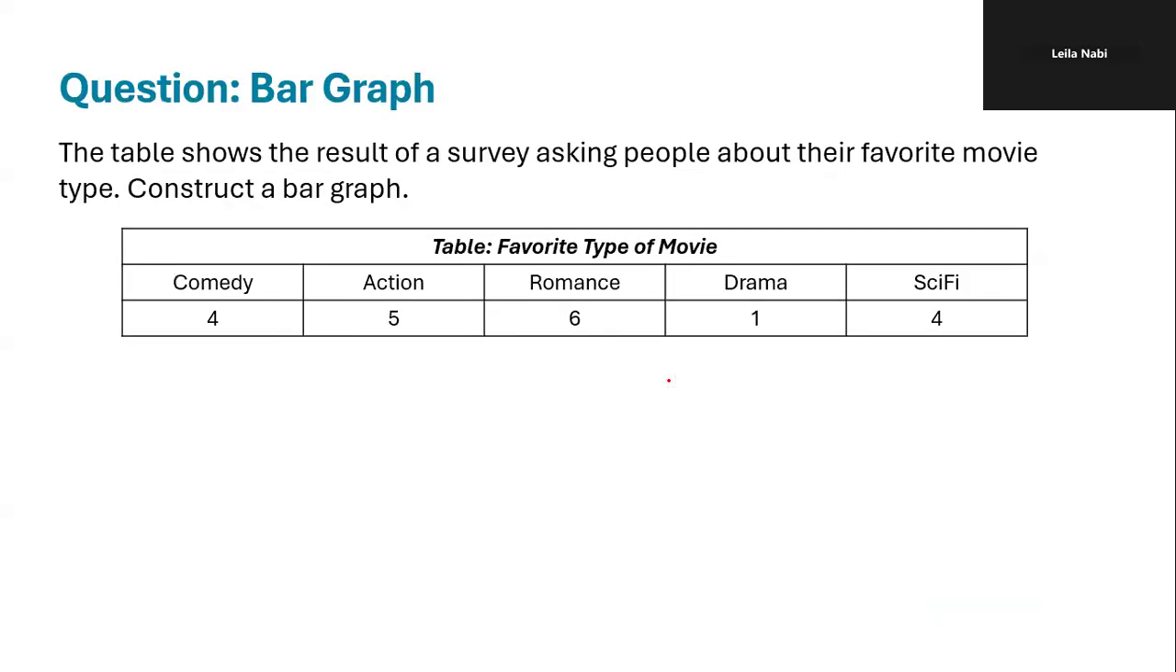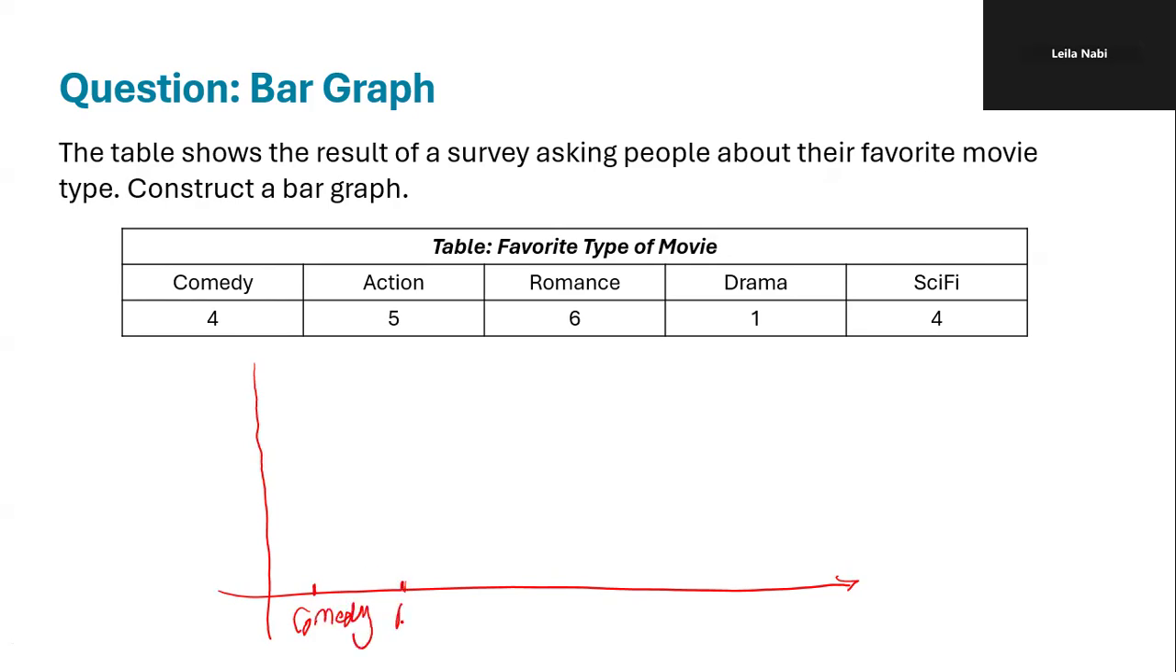For example, we want to create a bar graph for the table, which is the result of a survey asking people about their favorite movie type. Okay, so we need two axes, the vertical and horizontal. We need the categories for the horizontal axis. The categories are comedy. Just put the categories. Sorry for my handwriting, it's hard writing on the screen. So action, romance, drama, and the last one, which is time.